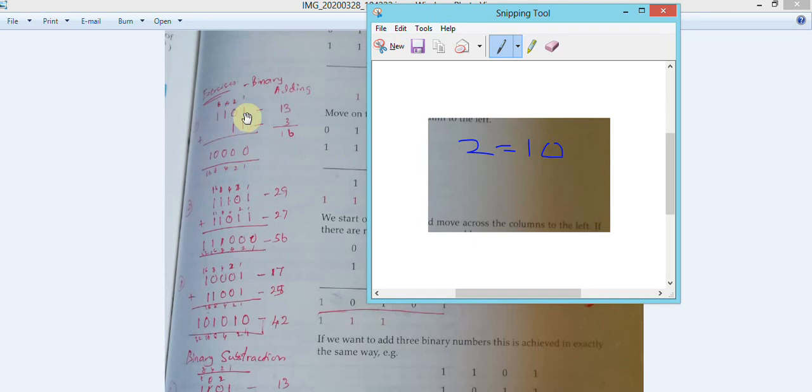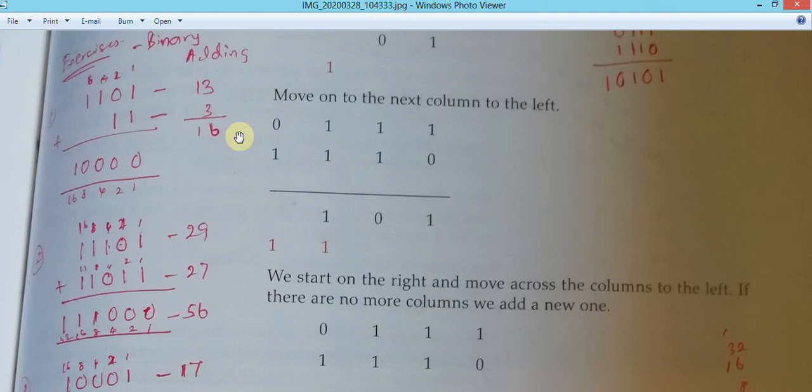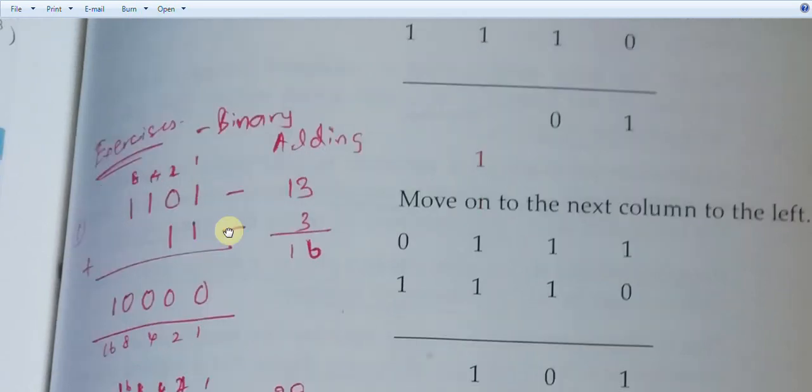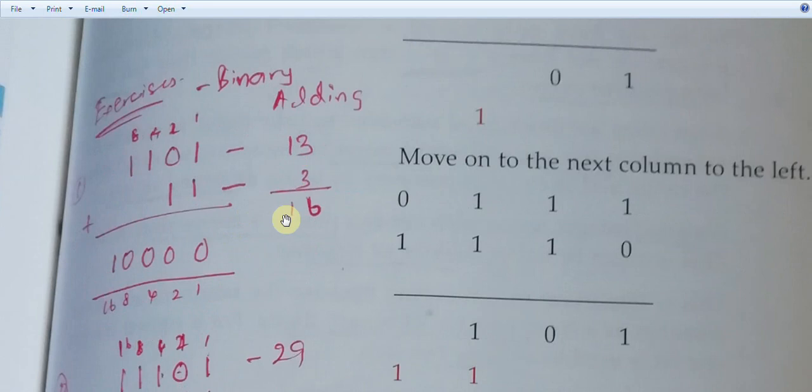Now if you convert this into denary, you can see the answer is correct. Let me zoom this in. This is 2 to the power 0, this is 2 to the power 1, so 1, 2, 4, 8. We have 8 and 4, that's 12, and this is 13, and here we have 3. 1 plus 1 is always 3, right? And then the total is 16.